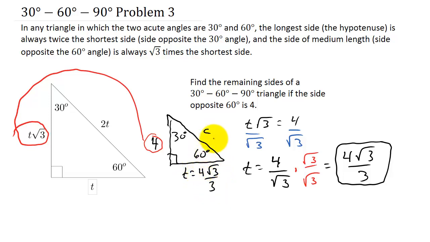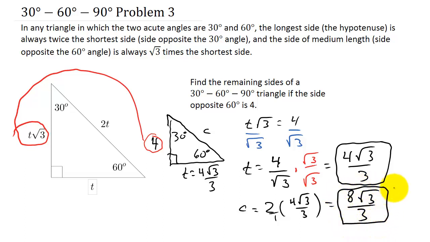And now we can find the length of the longest side, the hypotenuse, the side opposite the 90 degree angle. So C is equal to what? 2 times the length of the shorter side. So that's 2 times 4 square root of 3 over 3. You can look at that as 2 over 1. So 2 times 4, that's 8 square root of 3 over, and then 1 times 3 is 3. So there's the length of the side opposite the 90 degree angle.